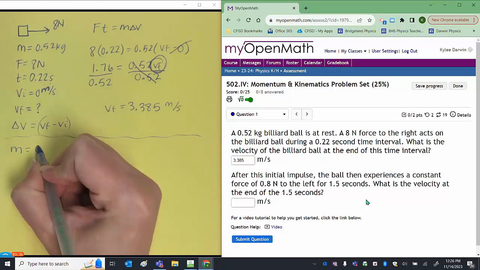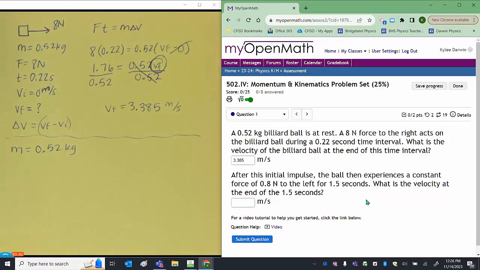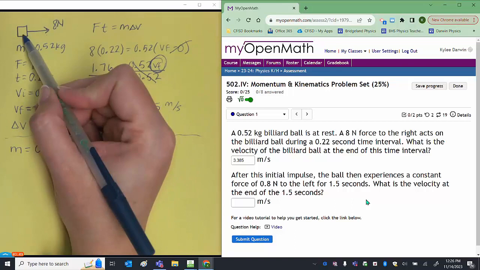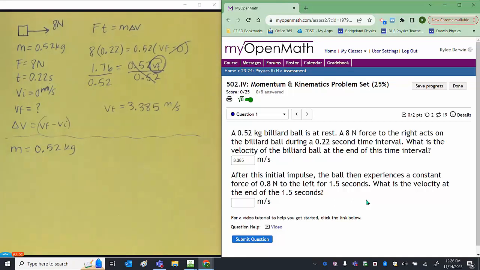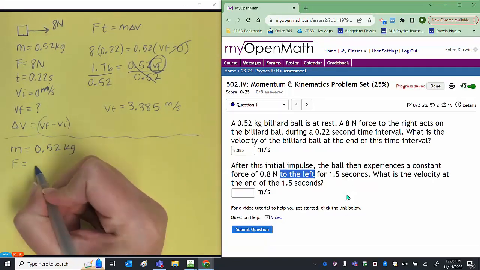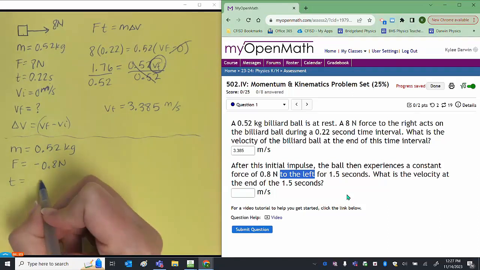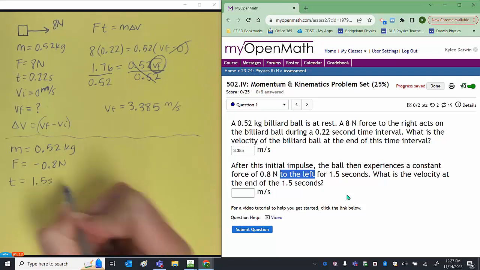So I do want to use some of the same information. I have the same mass, 0.52 kilograms, but I'm not going to use the force or the time from the first question. They gave me a new force and a new time. Maybe this is a situation where you hit the billiard ball to get it moving, and now there's this force opposing its motion to the left. Maybe it's friction being applied for 1.5 seconds, and it wants to know how fast it's going at the end of that time period. It is to the left, so I want to label it as negative 0.8 newtons. The time that this is being applied is 1.5 seconds.